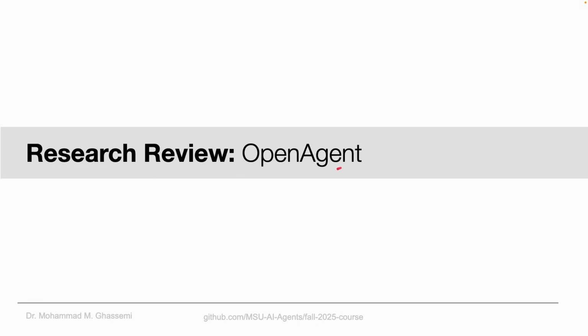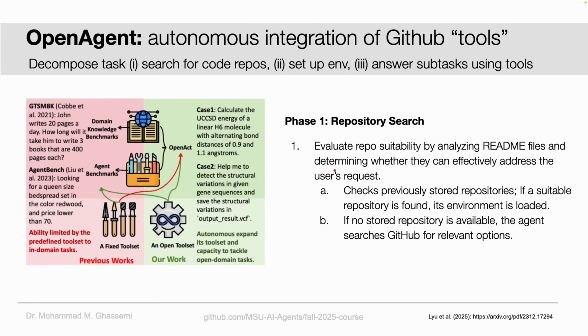One of them I thought was really nice was a tool called OpenAgent, and that's what we'll be going over today to conclude the lecture. So first and foremost, what is OpenAgent? Well, it's a paper that's by Liu et al. Just this year. You can see the arXiv link if you'd like to read the full document, and I do strongly encourage that. The tool performs autonomous integration of GitHub tools.